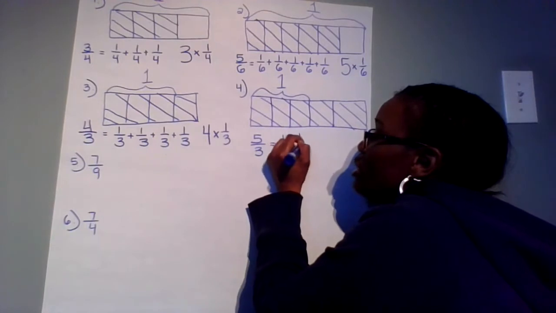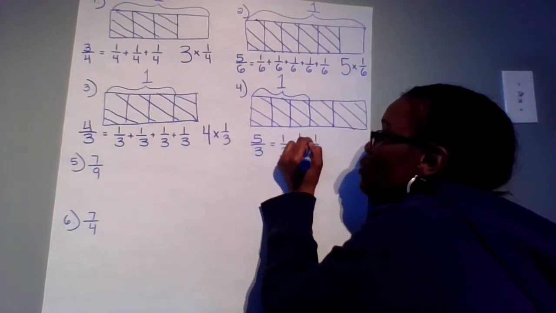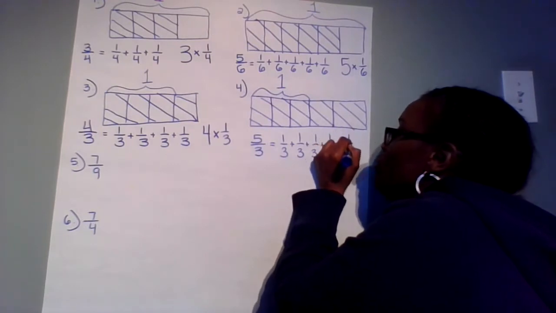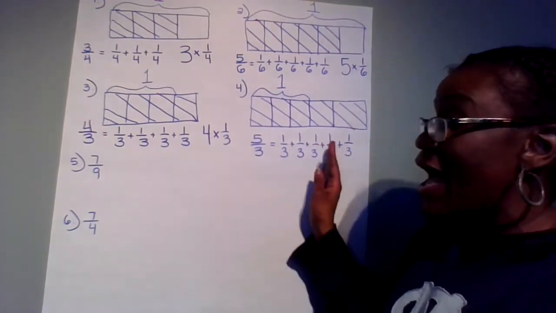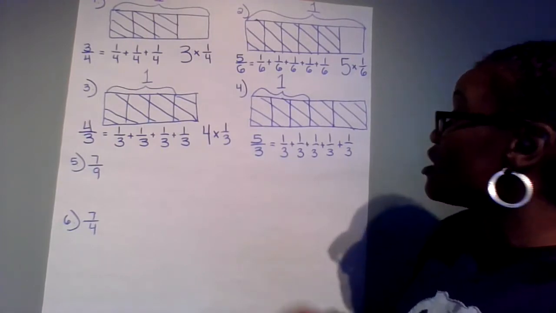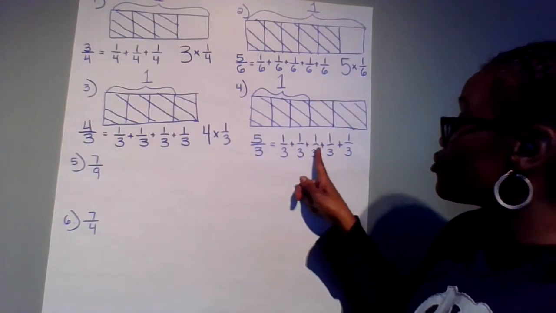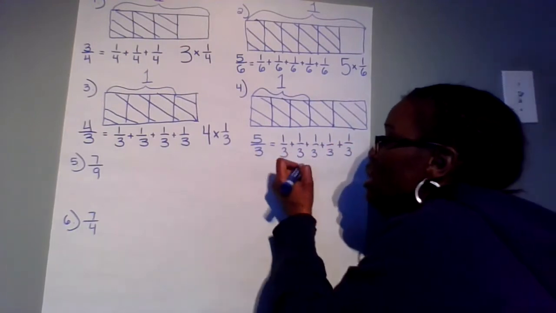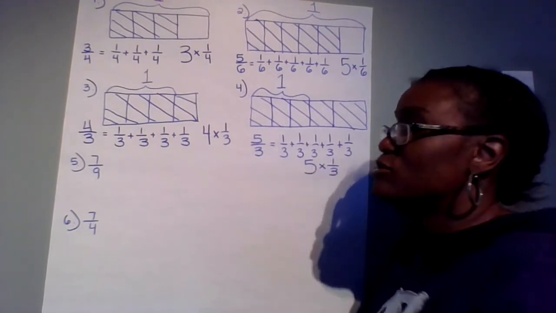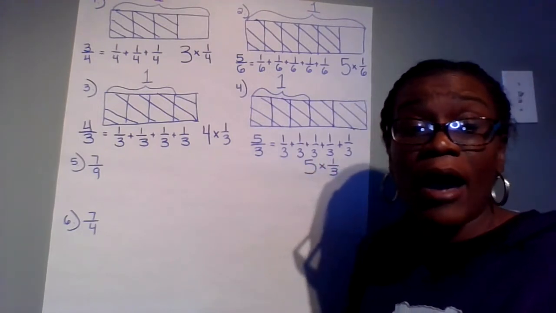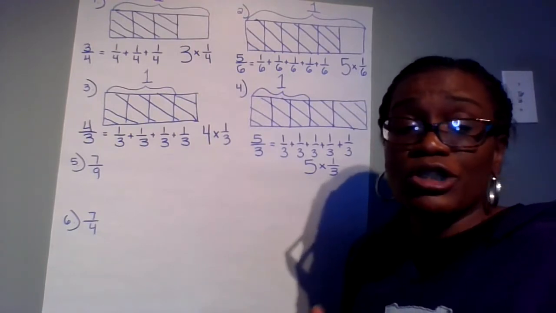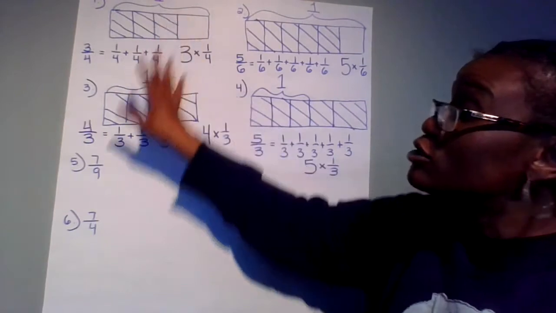1/3 plus 1/3 plus 1/3 plus 1/3 plus 1/3. And now let's change that into a multiplication sentence. We have 1, 2, 3, 4, 5 parts. So we're going to have 5 times 1/3.